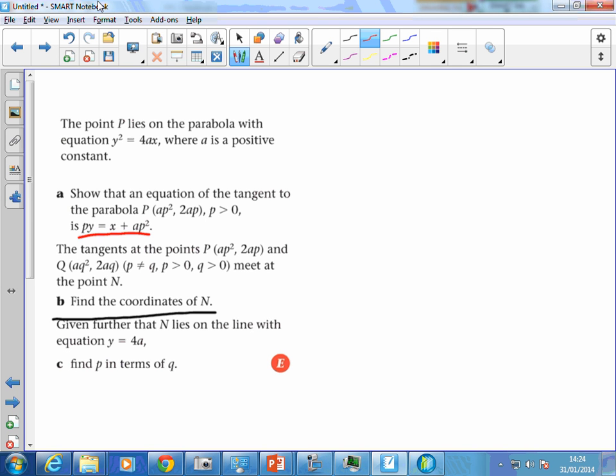Now we don't even need to work out the equation of the tangent at Q because it's exactly the same, but where I see the letter P, I have the letter Q instead. So I can straight away write down the equation of the tangent at Q as qy is equal to x plus aq squared. So I'm going to pause there. I've already done the hard work to work out the tangent at P. I have exactly the same situation, but with the letter Q instead. So I already have an equation of the tangent at Q.